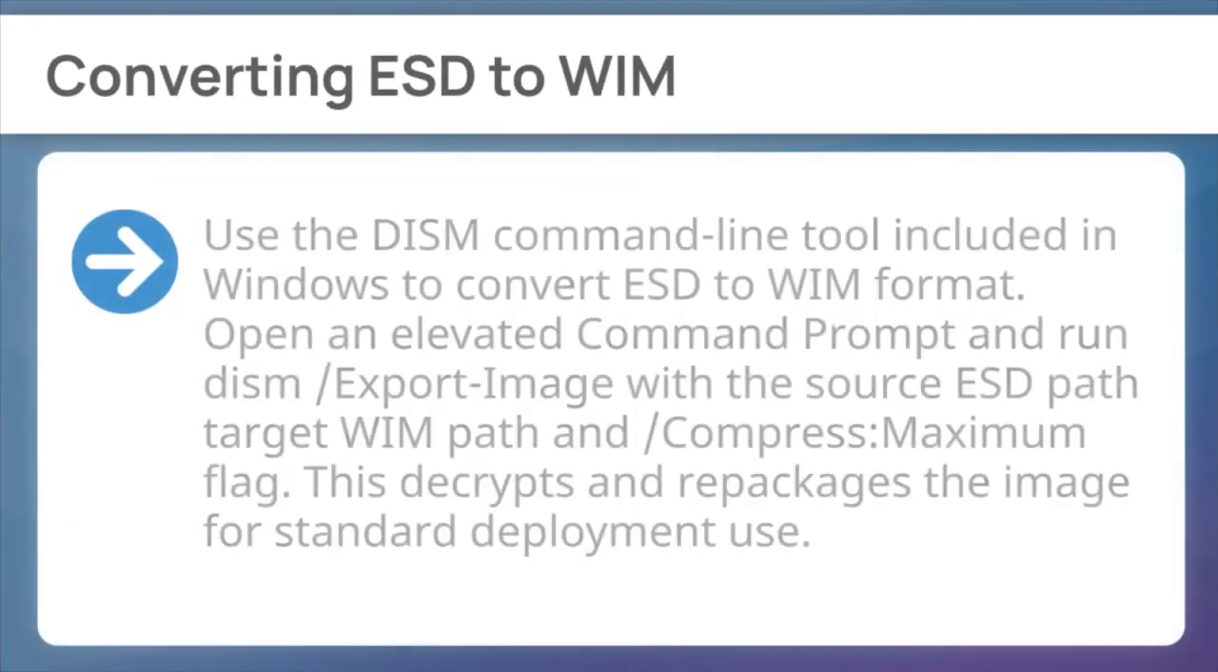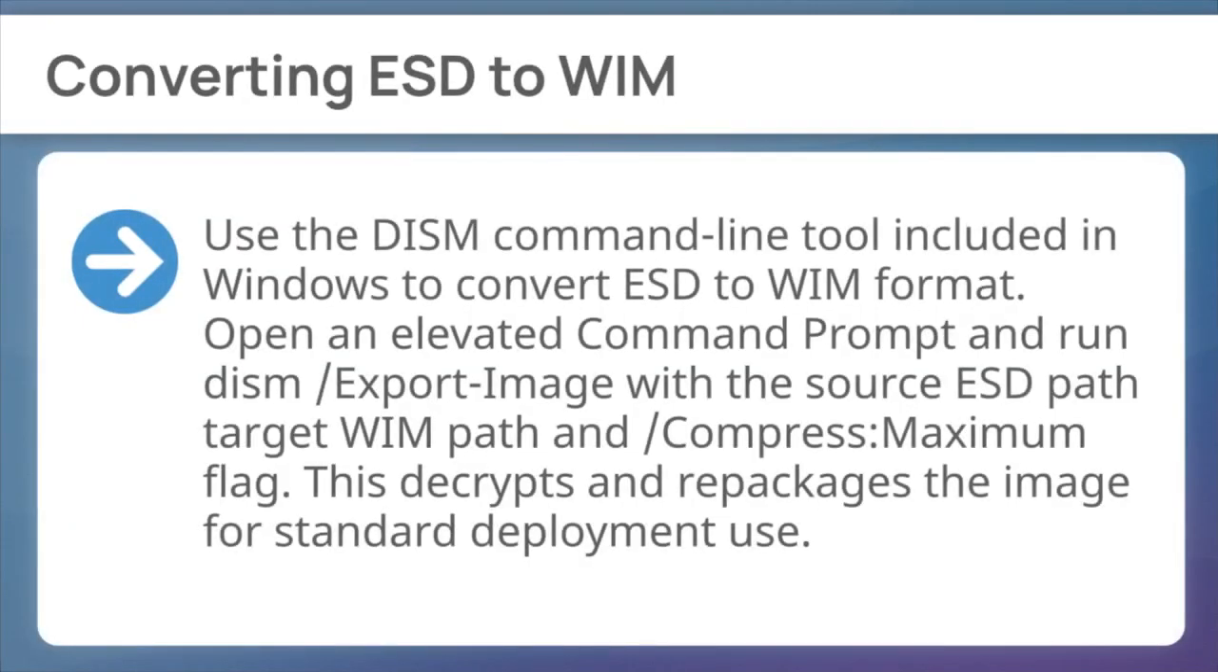First, converting ESD to WIM. Use the DISM command line tool included in Windows to convert ESD to WIM format. Open an elevated command prompt and run DISM, export image with the source ESD path, target WIM path, and compress maximum flag. This decrypts and repackages the image for standard deployment use.